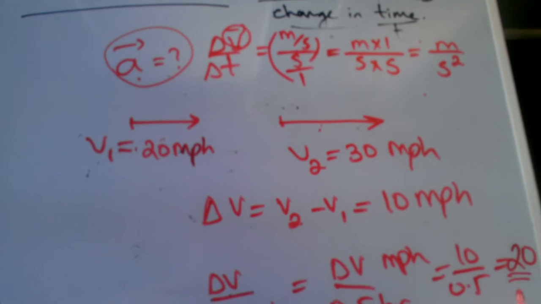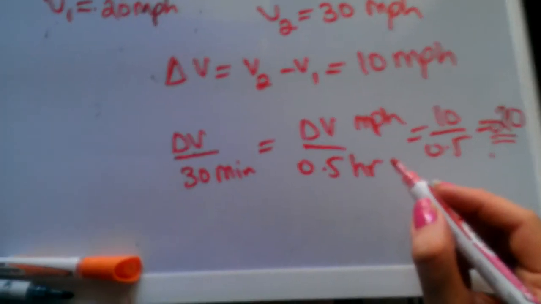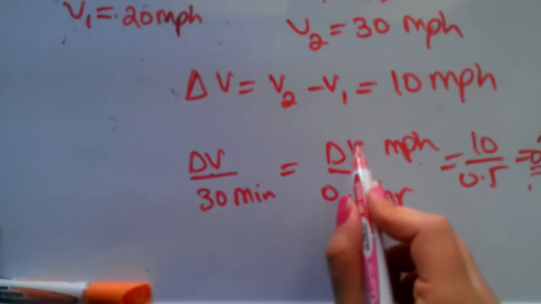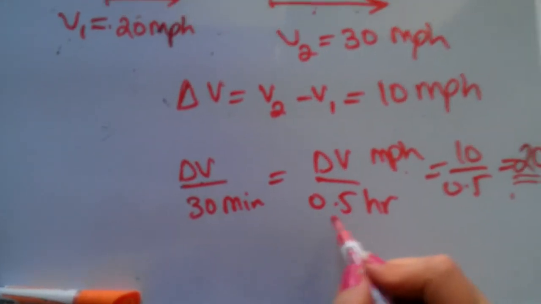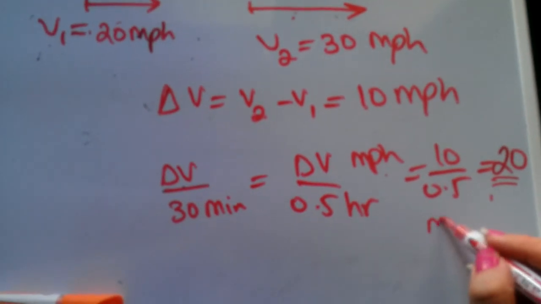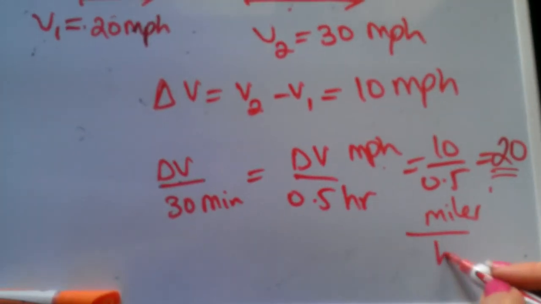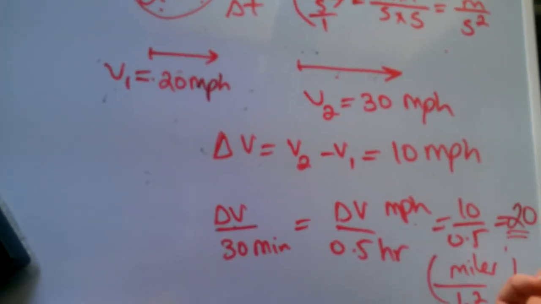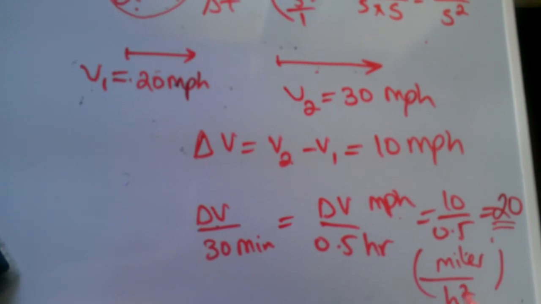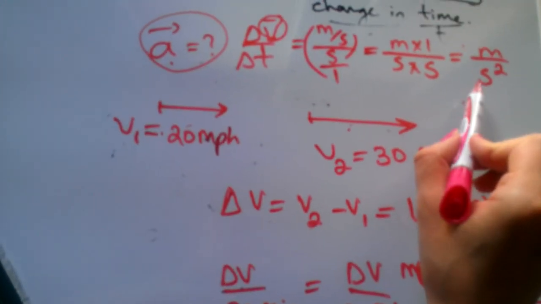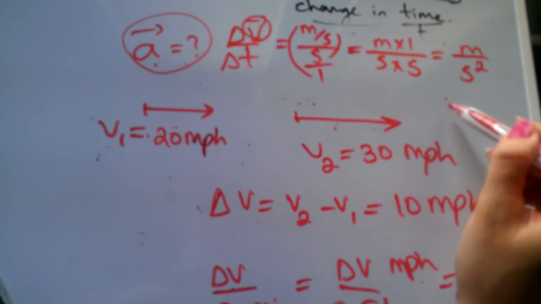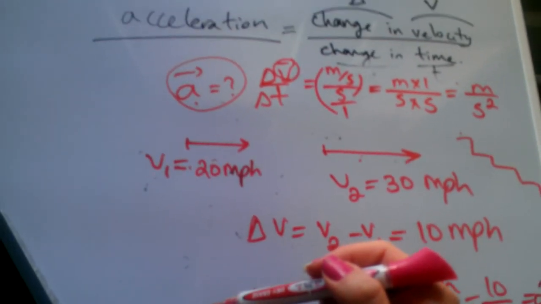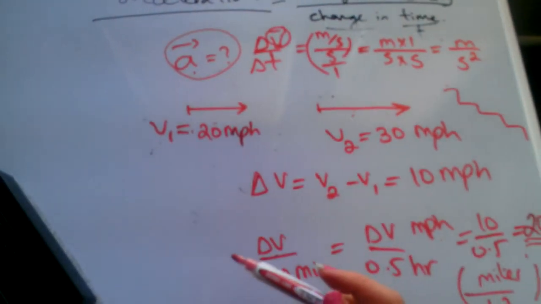Now, if I want to do it here, then I have miles per hour for the change in velocity, and I have hour for the change in my time. So I get miles per hour squared, and that's good to go. So now if you want to convert miles per hour squared to meters per second squared, just go ahead. Do either the stairs or do the other method that I explained to you in the first video that I made for you.